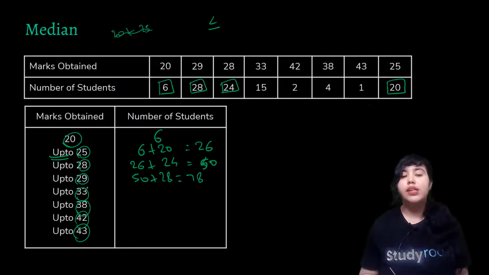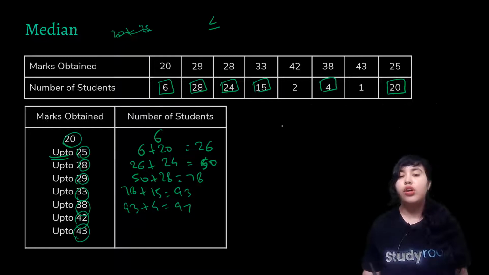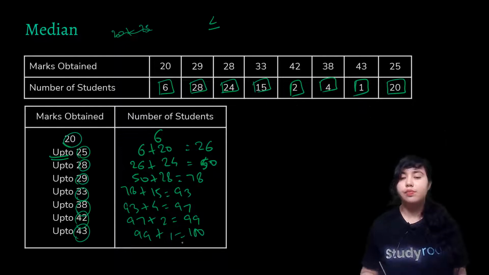Then up to 33 means take the students who scored up to 29, that is 78, plus how many got 33 marks? 15. So 78 plus 15 will be 93. In a similar manner, you take 93 plus 38 marks were scored by 4 people. So this will become 97. Then up to 42 means you will take 97 plus 42 was scored by 2. So it will become 99. Then you will have 99 plus how many students got 43? 1. So you get 100.